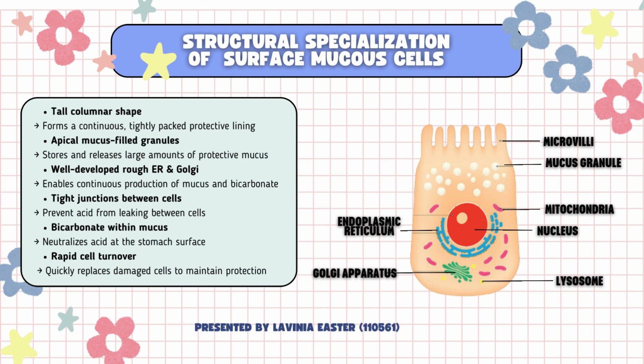bicarbonate. Tight junctions between adjacent cells prevent acid from leaking between them, while the bicarbonate in the mucus neutralizes acids at the stomach surface. Lastly, rapid cell turnover allows damaged cells to be quickly replaced, maintaining constant protection of the stomach lining. Together, these specializations make surface mucous cells the primary protective cells of the stomach.